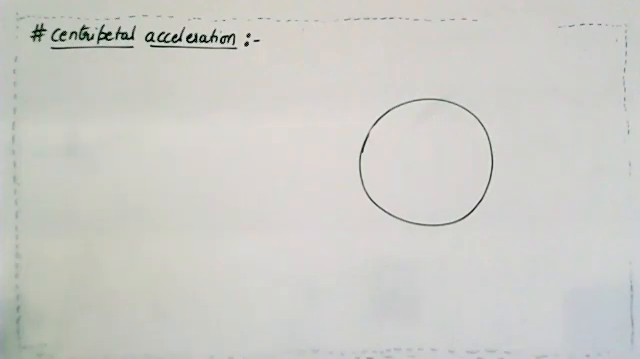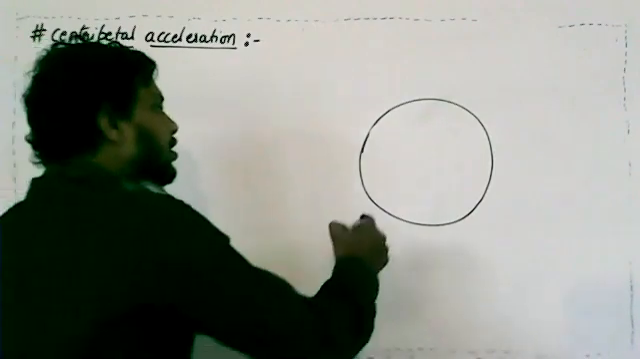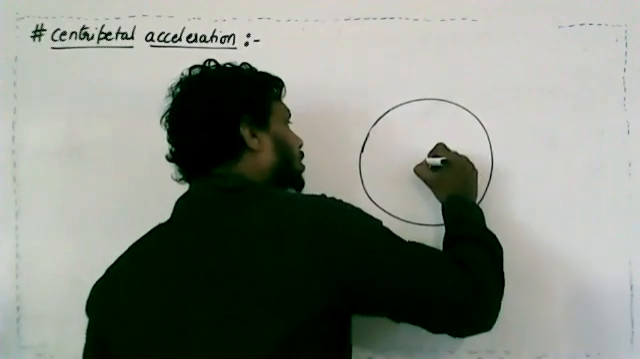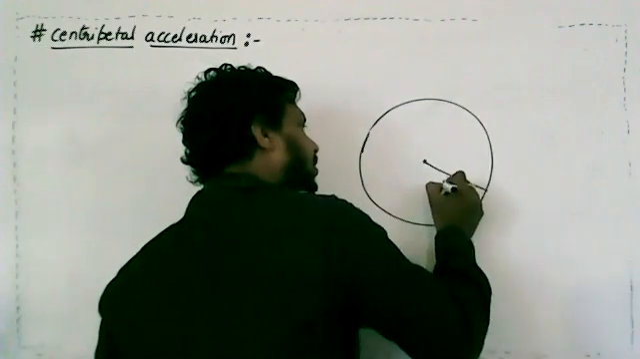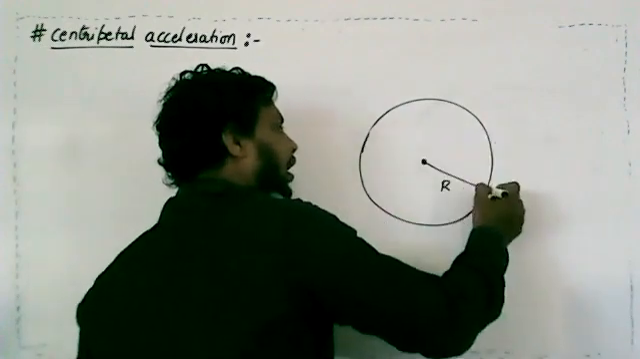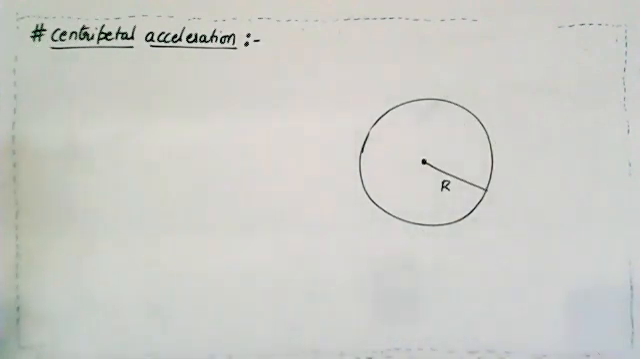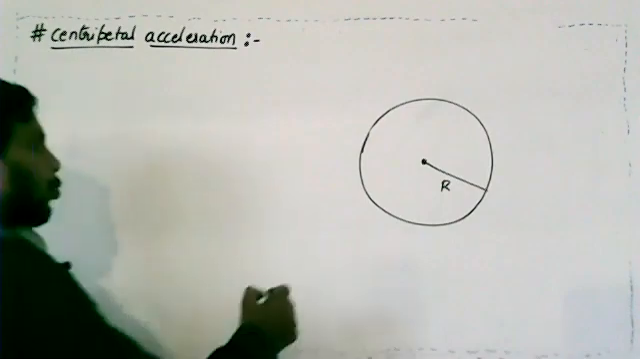For this uniform circular motion, we have the center and we have the radius. I'll take this radius as, for example, R, and I'll take that center as, for example, O.